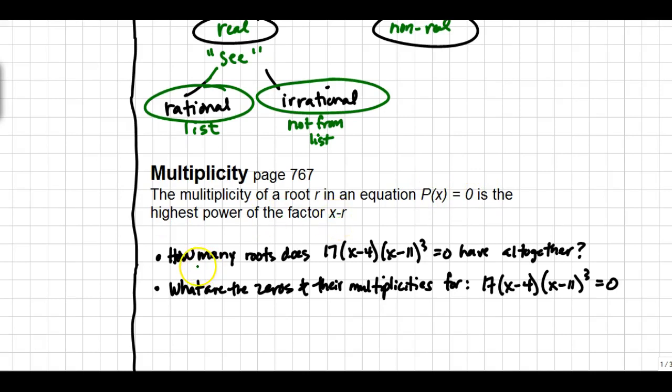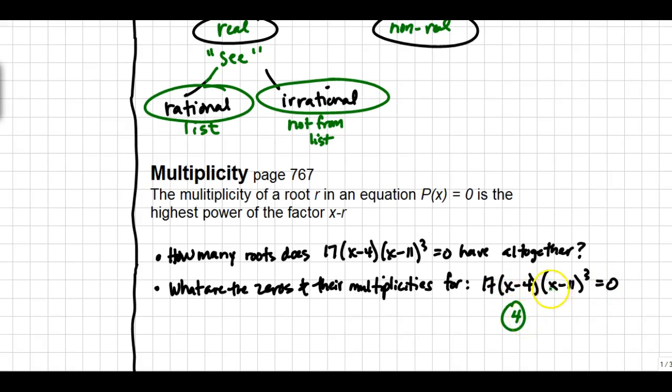I think it's easier to explain it based on an example. First of all, how many roots does this particular polynomial have altogether? Well, it'll be easier if we actually answer what are the zeros first, and then we'll figure out what their multiplicities are, and then we can go back and figure out the actual degree. So the zeros come from setting each factor equal to 0. Now 17 doesn't equal 0, so we're just going to ignore that 17 altogether. Now if I set x minus 4 equal to 0, I know that the zero there is going to be a 4.